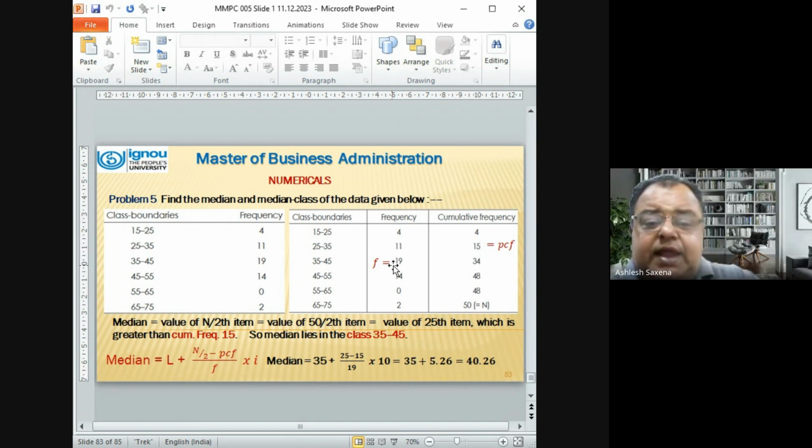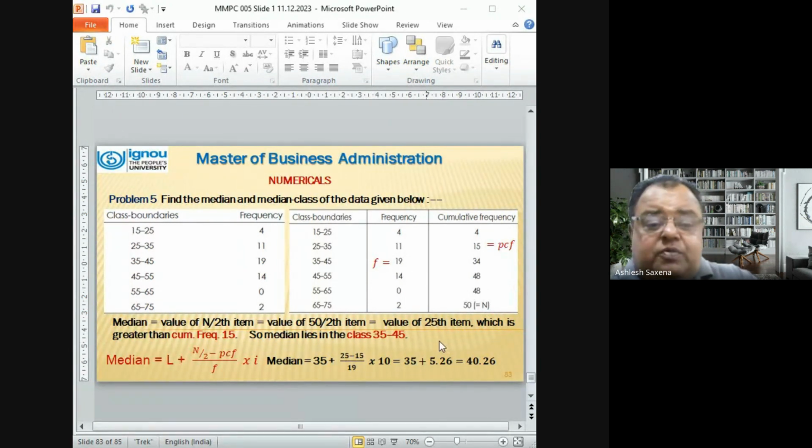15 plus 19 is 34. 34 plus 14 is 48. 48 plus 0 is 48. And 48 plus 2 is 50. This is 50. Now, which is equal to n? You have to add this also and check whether this is 50 or not. The sum of the frequencies and the last part has to be the same.